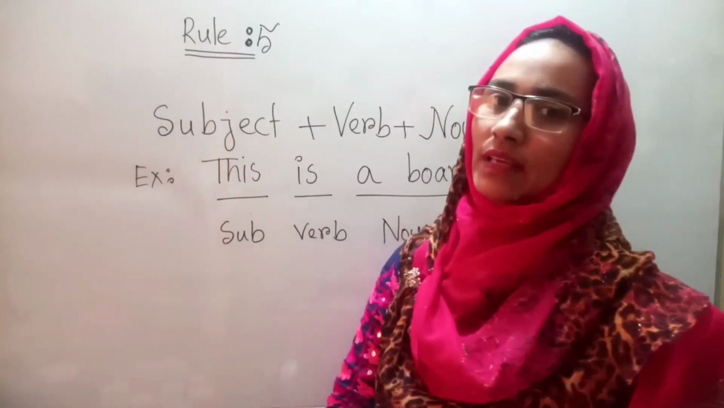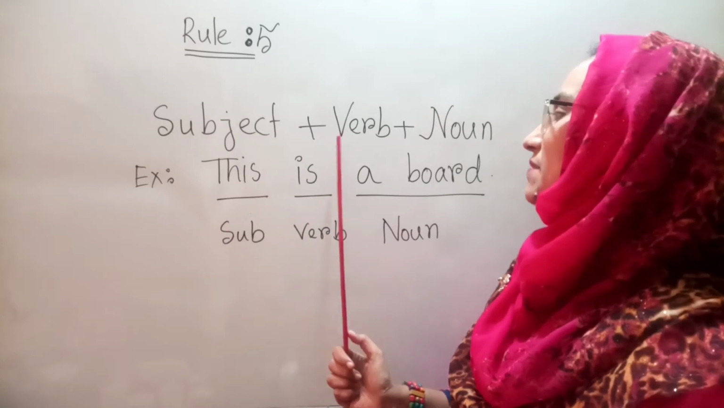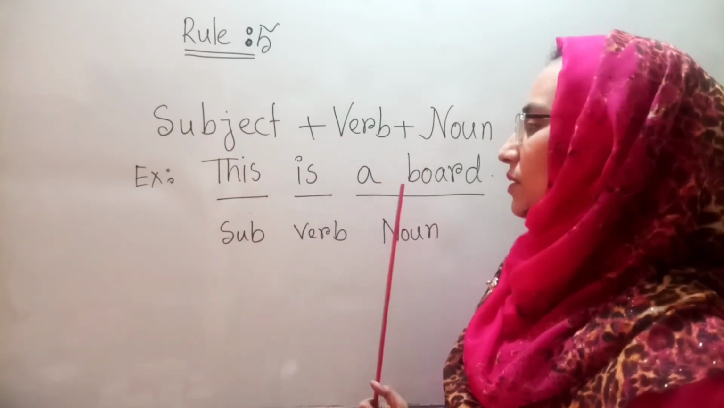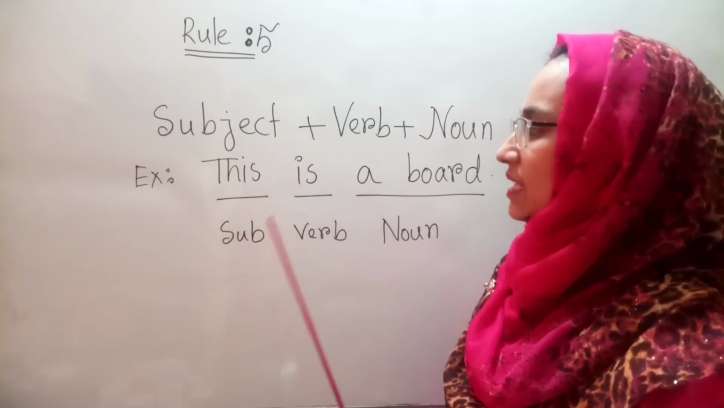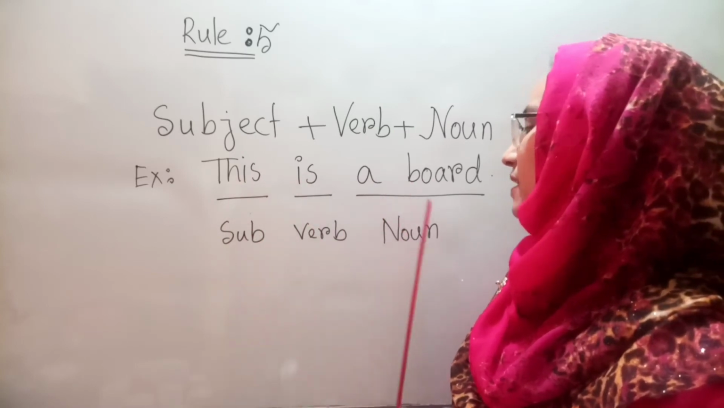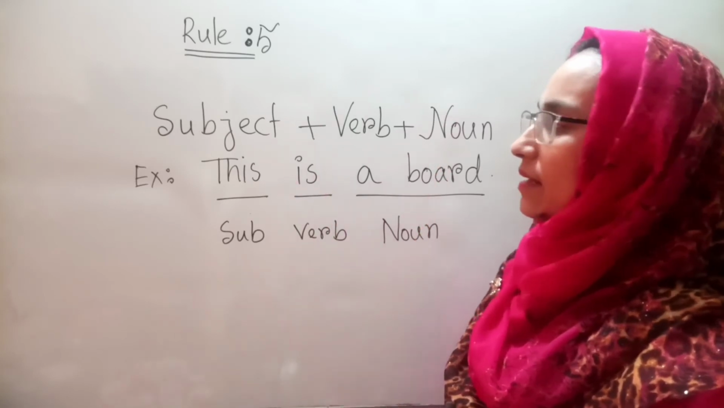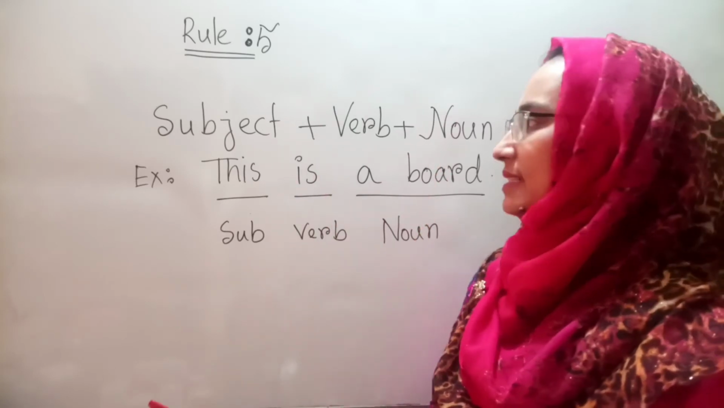Fifth rule is subject plus verb plus noun. Example, this is a board. Here this is subject, is is verb and a board is noun. So by these rules, you can also make a meaningful sentence.